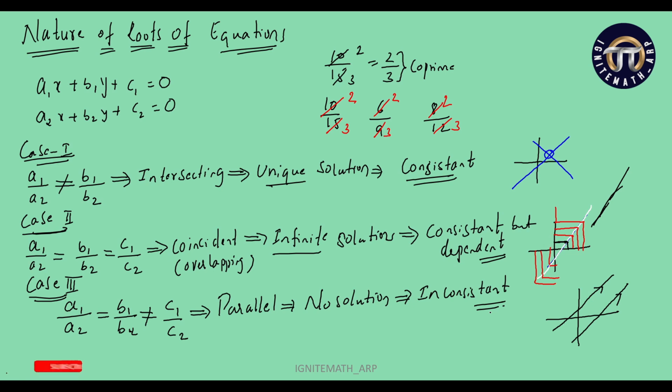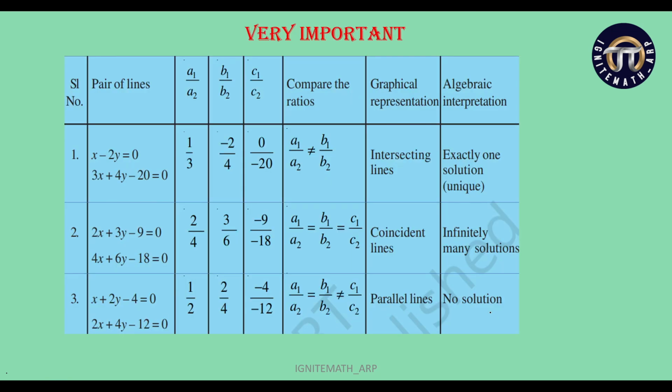What do you mean by consistent equations? What do you mean by inconsistent equations? What do you mean by coinciding lines, intersecting lines, and parallel lines? Is it clear? All of you, I hope it is clear, right? So now I will take some of the examples, then you will understand it in a better way. Clear? Right. So here, pay attention.